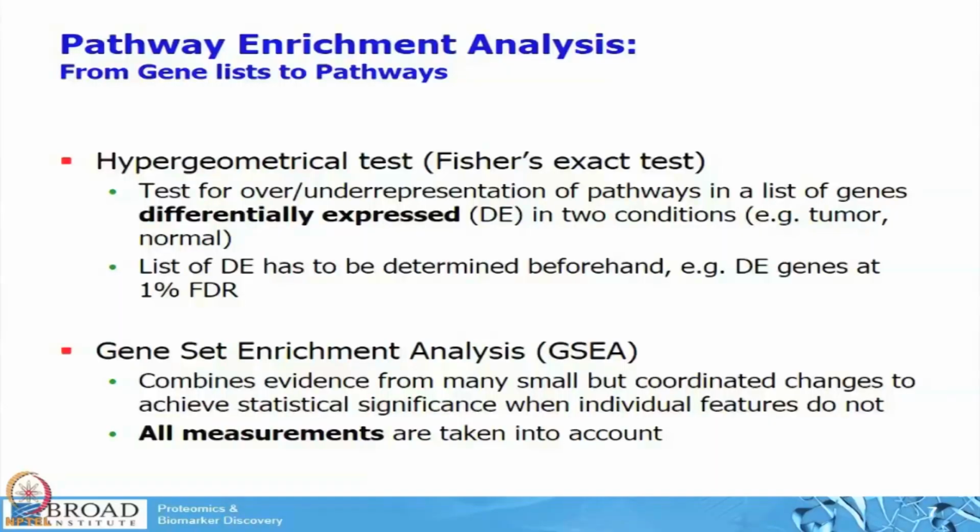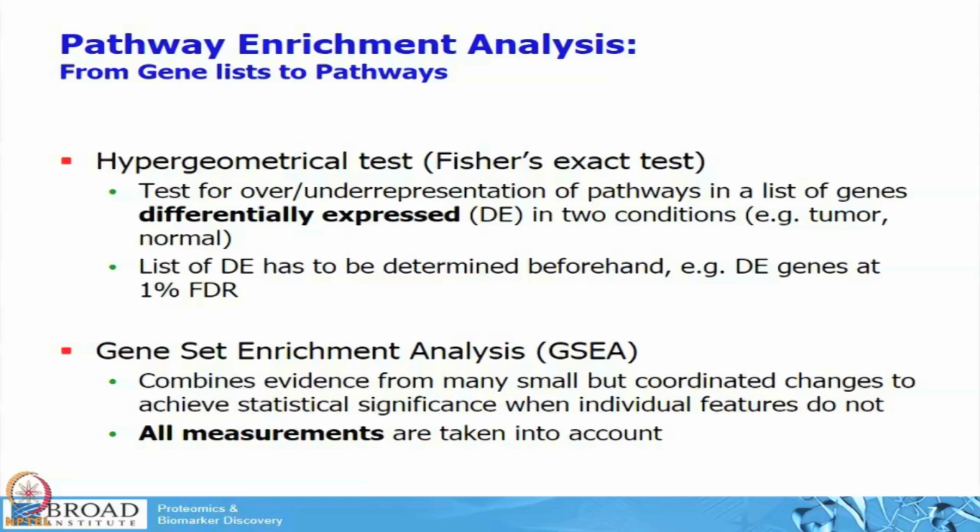So okay, there are pathway databases. Now we want to do pathway enrichment, and there are basically two different ways to approach that problem. One is based on some sort of test. Here I just pointed out Fisher's test, where you test for over or under representation of pathways in a list of differentially expressed genes in two conditions, let's say tumor and normal.